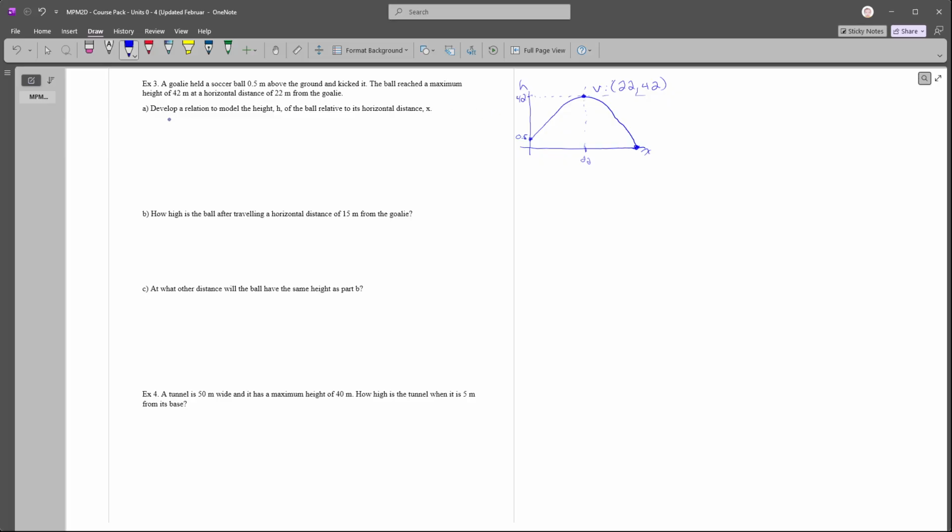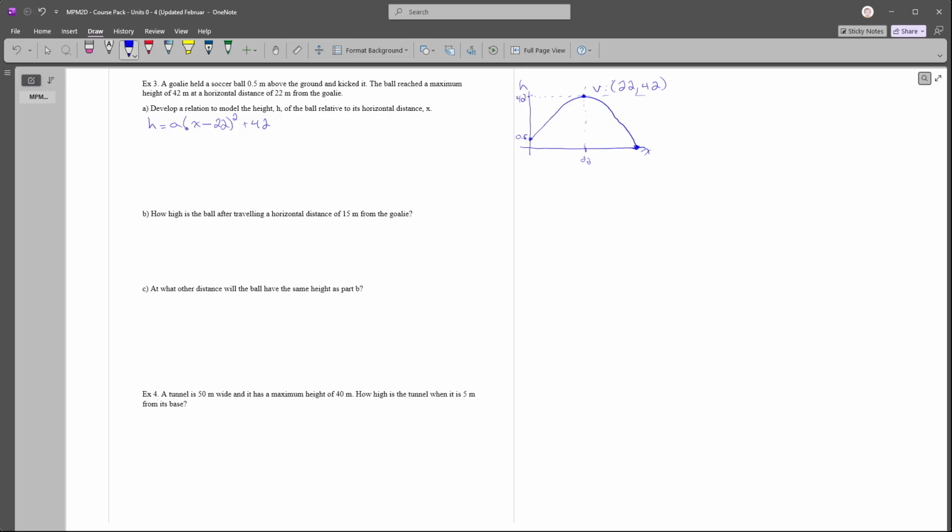Let's substitute. It says develop a relation. So the first part of these questions is almost always going to be develop the relation, because we need that in order to solve all the other problems. So let's substitute our h and our k into our equation. So our y, we don't have a y anymore, so now it's h is equal to a, we don't know a, times x minus the x component of our vertex, which is 22, squared, plus the y component of our vertex, which is 42. Great. So now we have that information, but we need to get a.